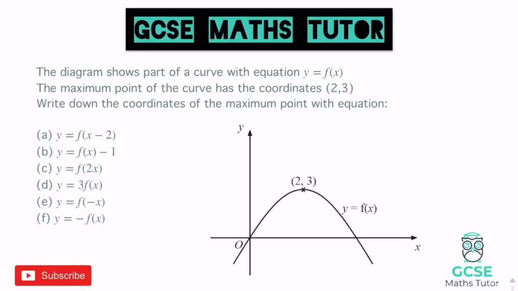So it says the diagram shows the part of the curve with the equation y equals f of x, and here it is in the diagram. The maximum point of the curve is (2, 3), as we've already seen. Write down the coordinates of the maximum point with these different equations, and I've got quite a lot here, all the different scenarios we could actually have a look at.